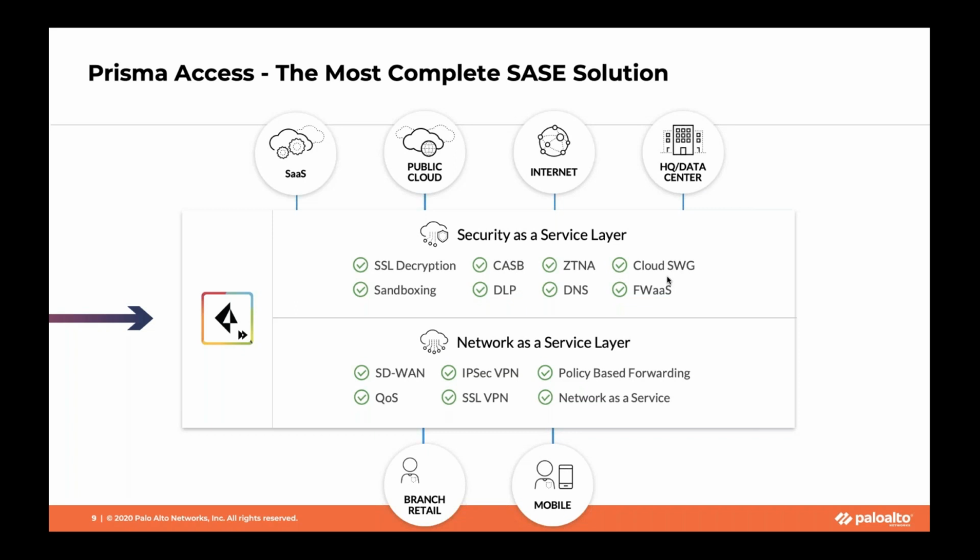Okay, so firewall as a service. On the other hand, we already had SD-WAN, which we now have also implemented in the next generation firewall on-premise, but also SSL VPN, IPsec VPN. This is the same thing as we know from the next generation firewall. Same with PBF and quality of service.